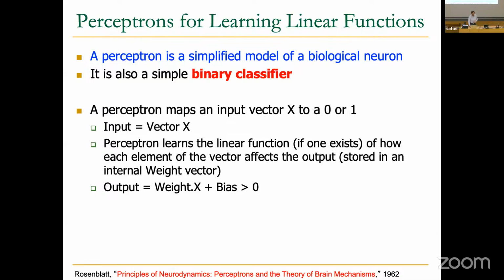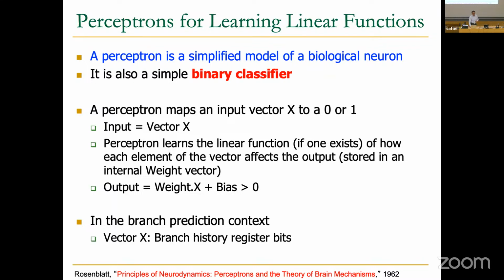Okay, so in the branch prediction context, let's pull our context back to branch prediction. You could actually apply this to many things. It may or may not work very well. But in the branch prediction context, what are our weights, outputs? Basically, vector x is the branch history register bits. Remember the global history register? Each bit is a bit in the vector, essentially. You could treat the global history register as a vector. Output is the prediction for the current branch. Then what are weights?